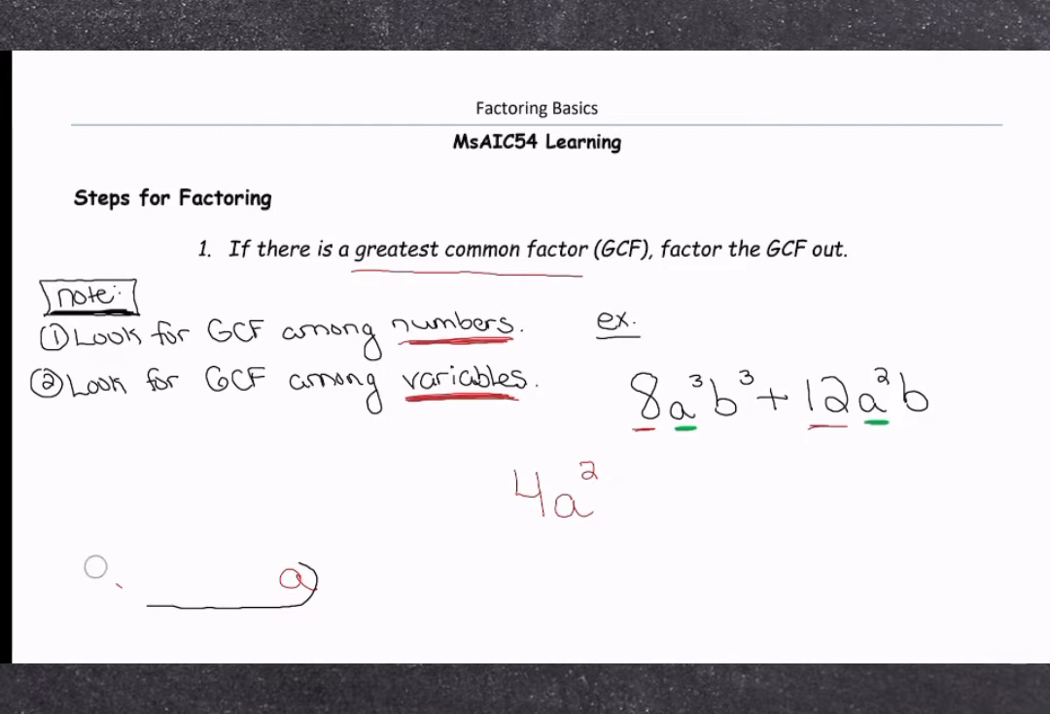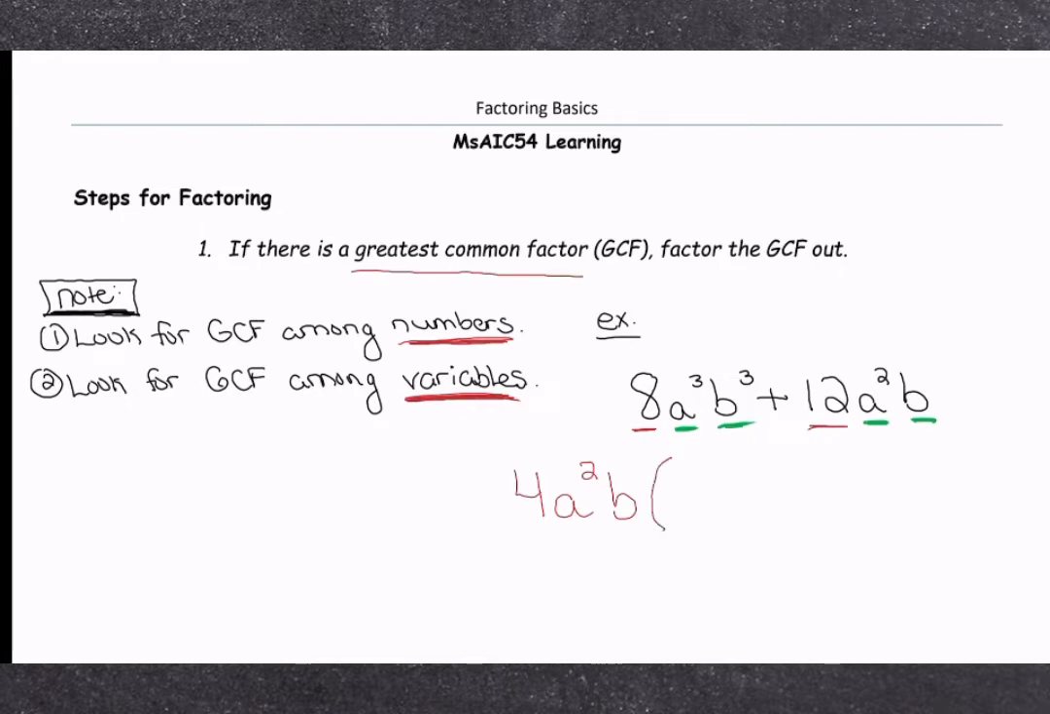So let's look at b, right? Let's look at the next variable. Let's look at b to the third, and then I have b. How many b's do I have in common? I only have 1 b in common, so that's going to be my GCF. Okay? You have b to the third and you have b. They only have 1 b in common, so that's considered to be your GCF. So 4a squared b is considered to be the GCF.